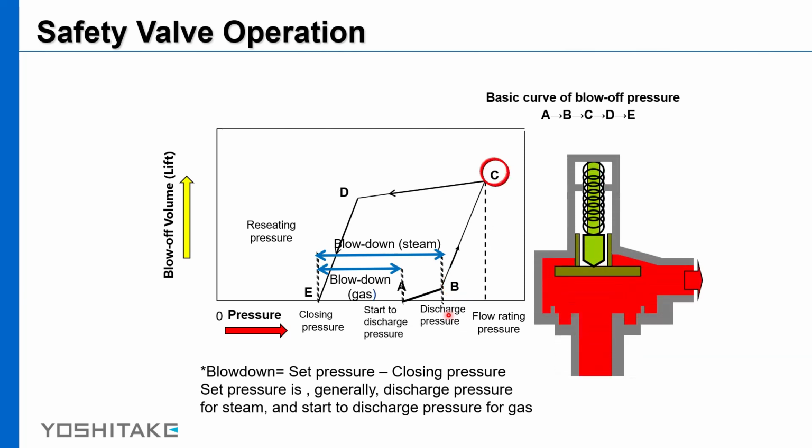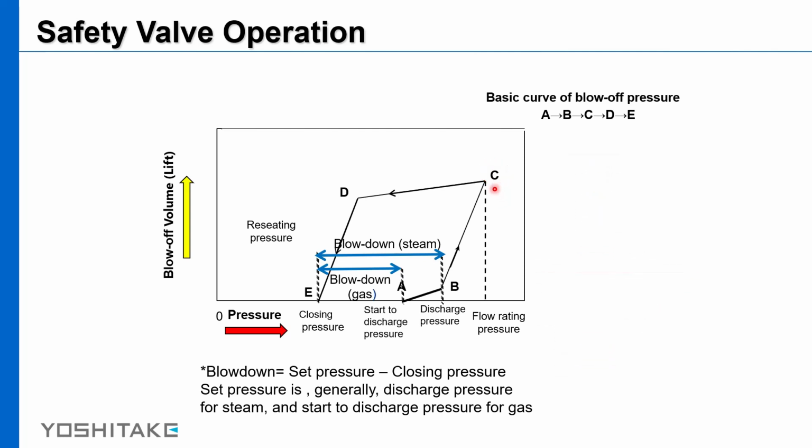The lift of the safety valve becomes maximized. It is the pressure at which the maximum flow rate of the safety valve is reached, which is the sum of the set pressure and the allowable overpressure.